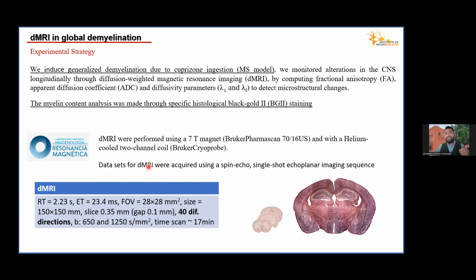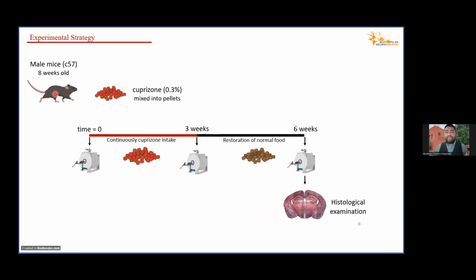The MRI is performed at the National Magnetic Resonance Imaging Laboratory, LANIREM for its acronym in Spanish, and the processing was done in the MRI software, which we used to estimate the tensor model from which we derived the different metrics. Basically, we have mice of the C57 strain, 8 weeks old, males, fed with 0.3% cuprizone mixed in the food. With this, we scan the animals before and at the end of cuprizone intake, and another scan 6 weeks after the start of cuprizone intake. This is 3 weeks of continuous cuprizone intake and 3 weeks more with restoration of normal diet. Of course, at the end of the experiment, we do histological analysis.